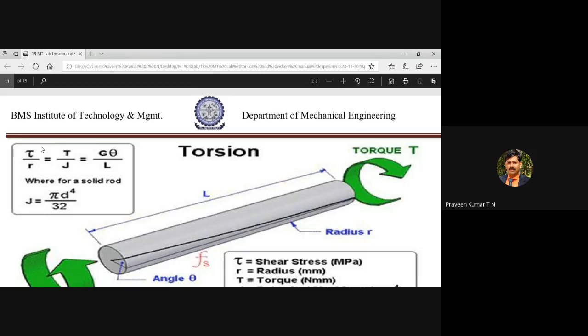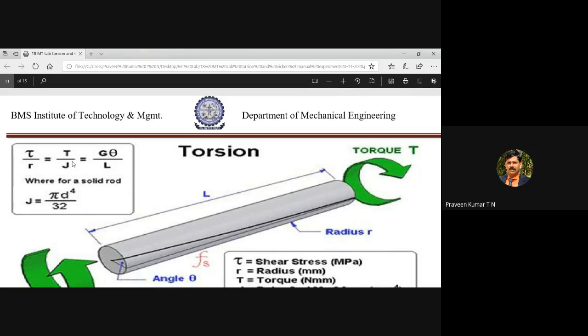L is the length of the shaft. This is the torsional equation. As per your T, how much torque you have to apply, as per our diagram, the formulas are considered. T is known, how much torque we are applying from the instrument or torsion testing machine, we can get.